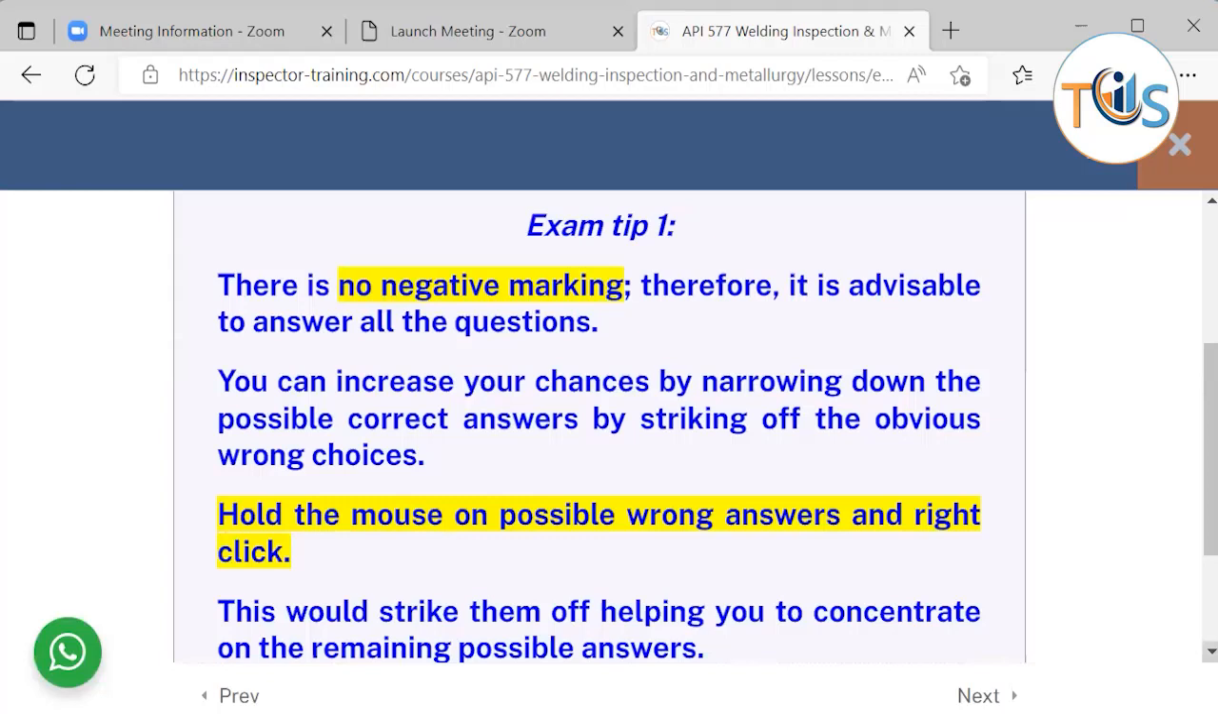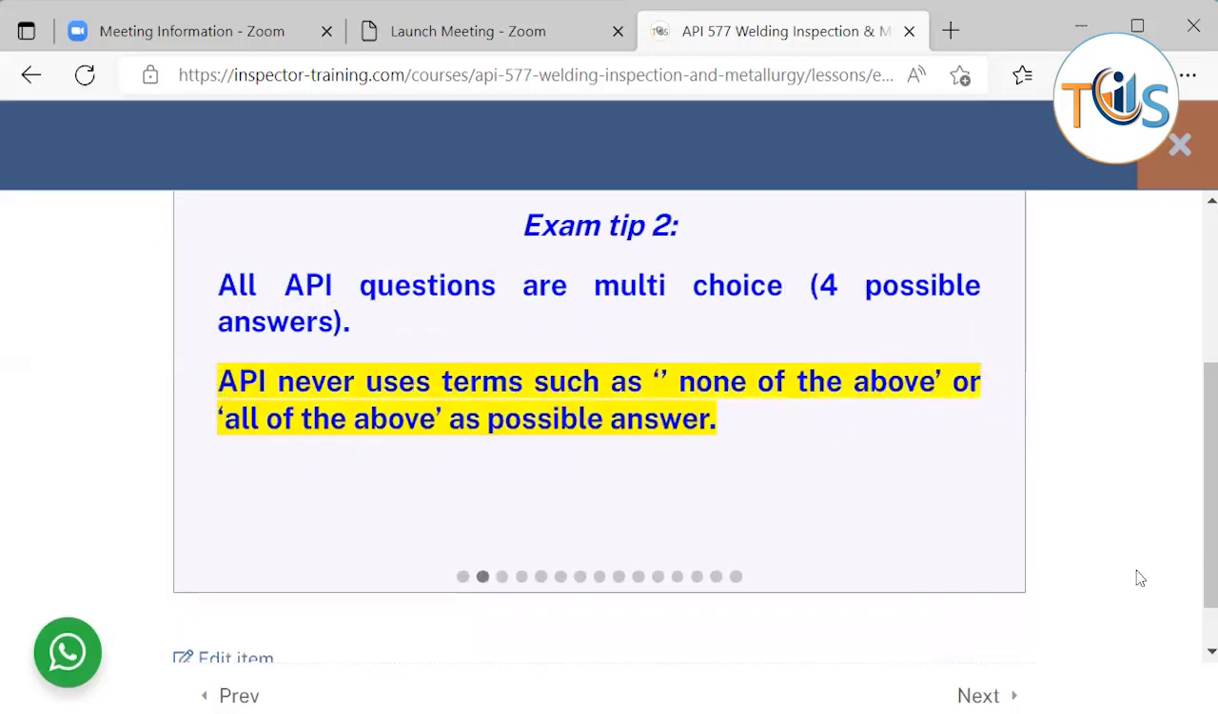Remember that API always asks you to choose the best answer, so the best answer as per you can choose would be your answer. API is multi-choice with four possible answers. It never uses such terms as none of the above or all of the above as a possible answer. They might ask what is not valid, or all of these are valid except which one, but they never say it. You have to choose only one answer, and that answer does not consider options like both A and B, or none of the above, or all of the above.